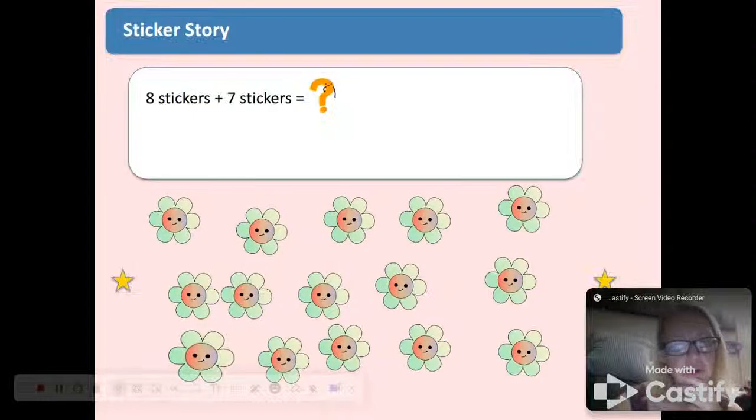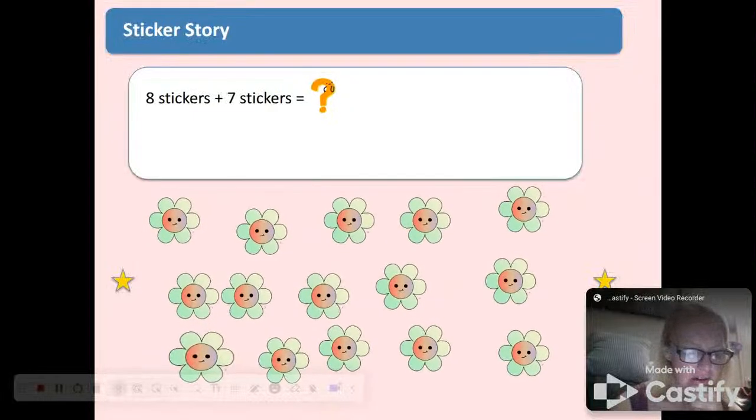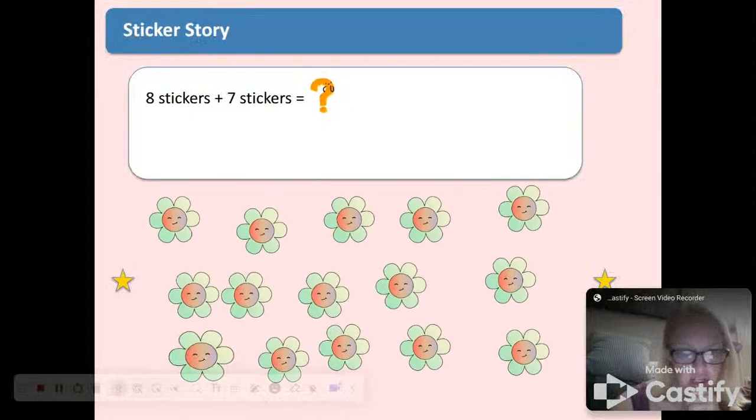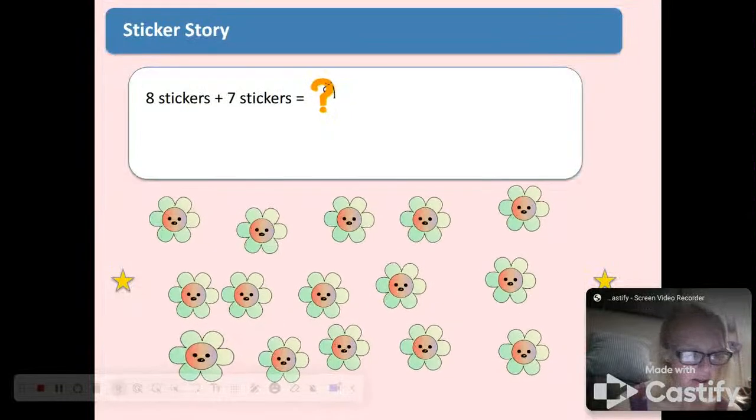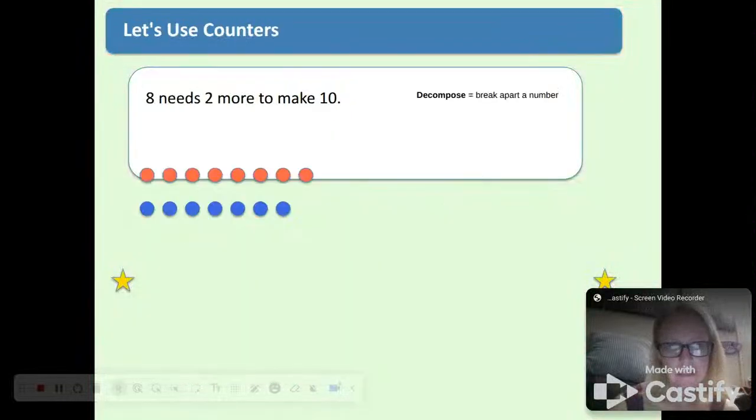Did we count every sticker? Did you use a strategy? Today we're going to learn a way that makes solving problems like this much easier. We're going to use some counters to help us think. I have 8 counters here in red. And I have 7 counters here in blue.